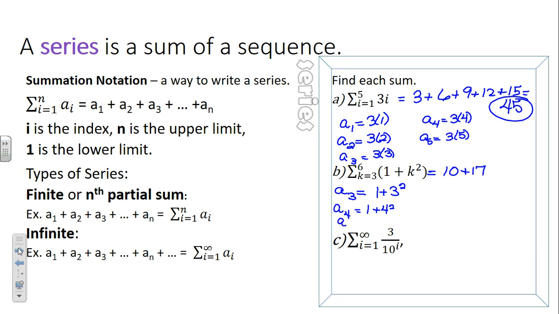Now we have to find the fifth term of that sequence, and we'll get 26. And finally, the sixth term of that sequence will be 37. And so we would add them all up. 10 plus 17 plus 26 plus 37 is 90.